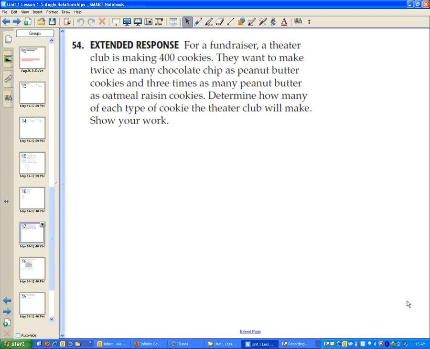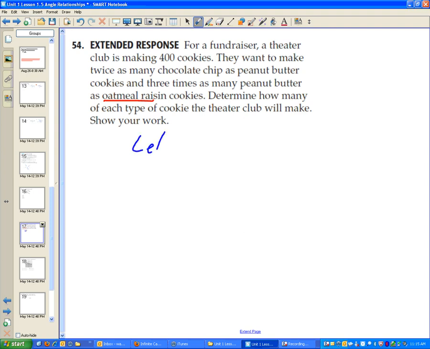But anyway, notice how peanut butter is compared to oatmeal raisin. Chocolate chip is compared to peanut butter. So oatmeal raisin is where I need to start. Chocolate chip compared to peanut butter compared to oatmeal raisin. Oatmeal raisin is where I start.